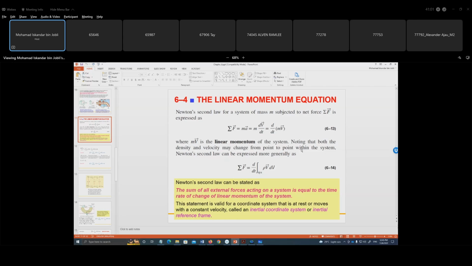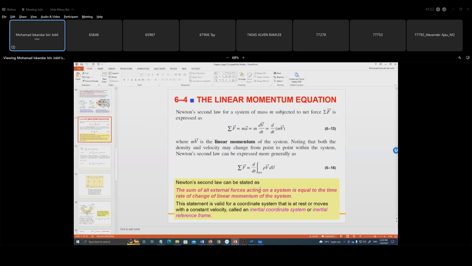Density may change from point to point. F dt, okay, you can change this. M, because you know m is rho dv. You can express this in the form of rho dv, which is the volume. This is the velocity. V here is the volume. You can change that accordingly depending on the situation.